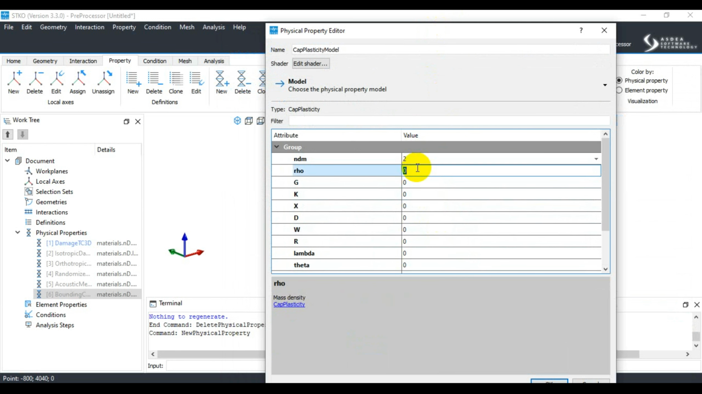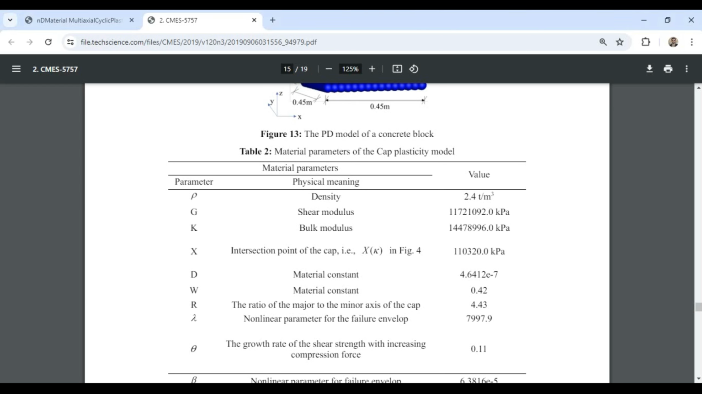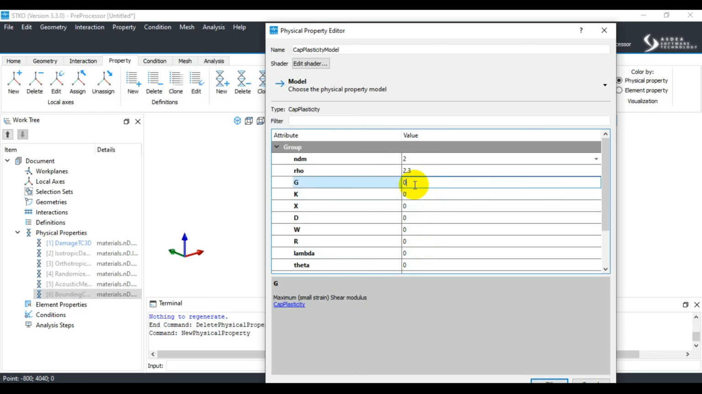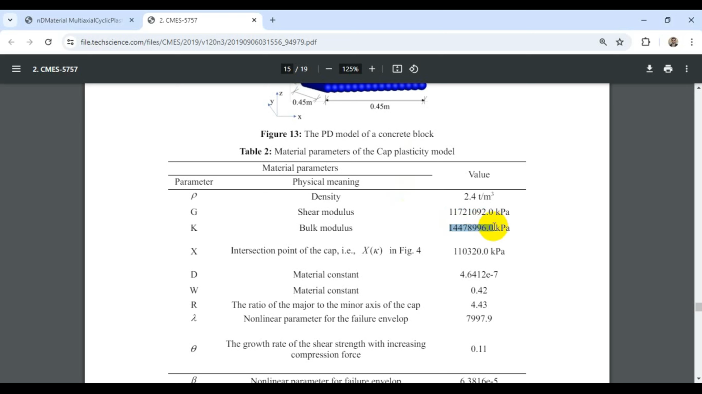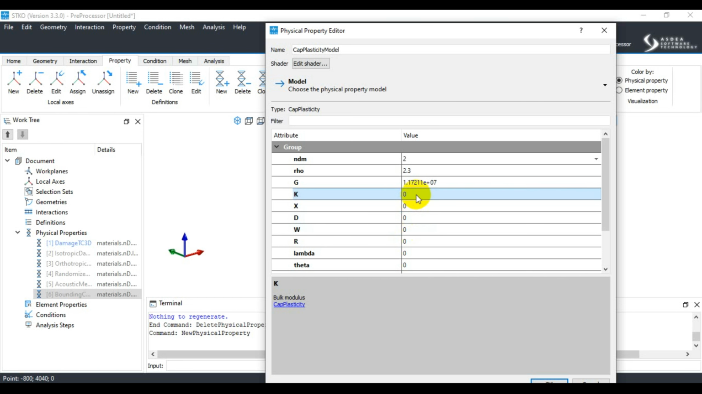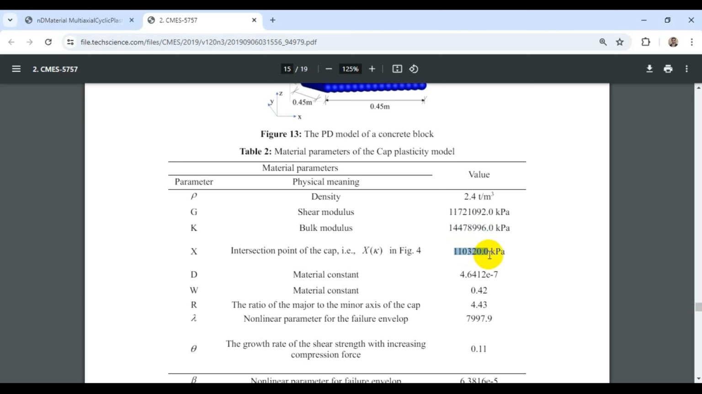So for 2D density, let's consider this 2.3. Shear modulus of the soil, it is this much, right? Then we have K, this is the bulk modulus. So the bulk modulus is also given here. X is a constant. This is the intersection point of the K from the graph.